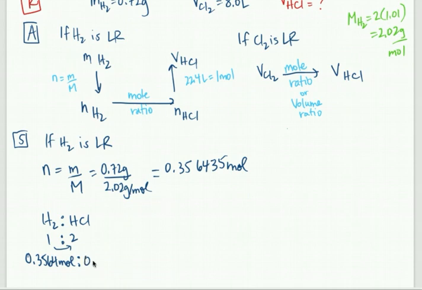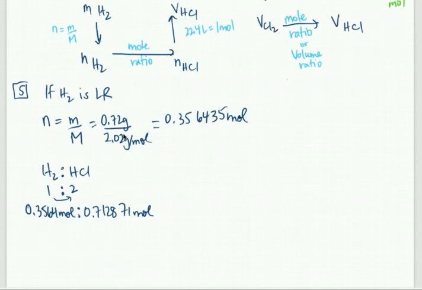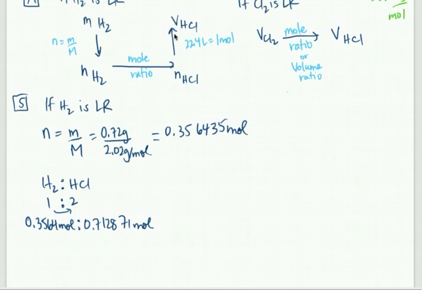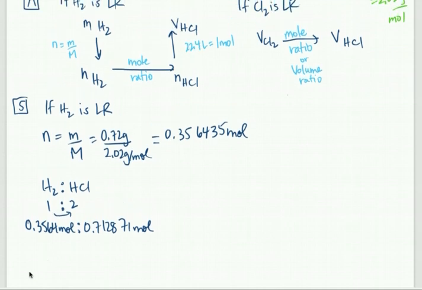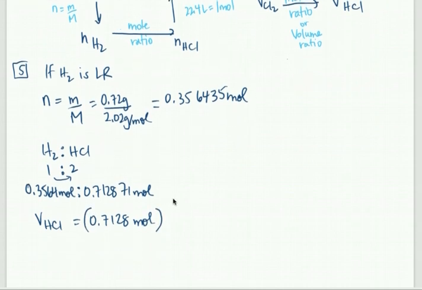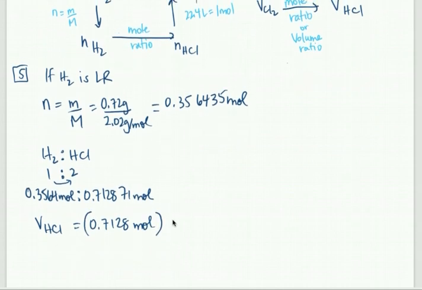And then we'll get 0.7128, 71-ish moles. There you go. And then once we have our amount, we're just going to use our molar volume in order to find the volume of hydrogen chloride. So we're going to take our amount here, and because we want liters, we're going to multiply by 22.4 liters at the top over 1 mole at the bottom. Moles cancel out.